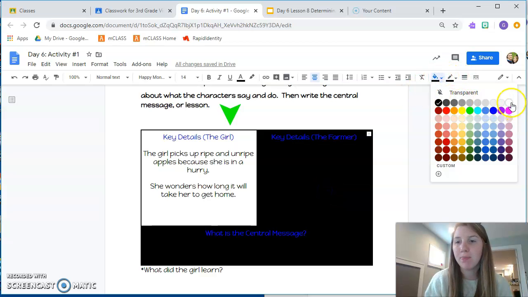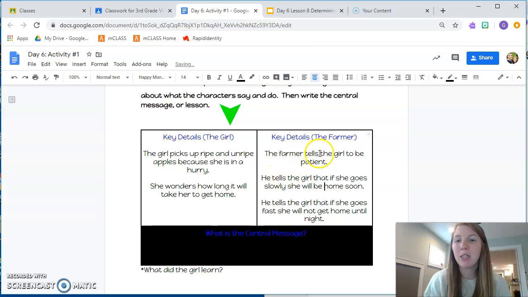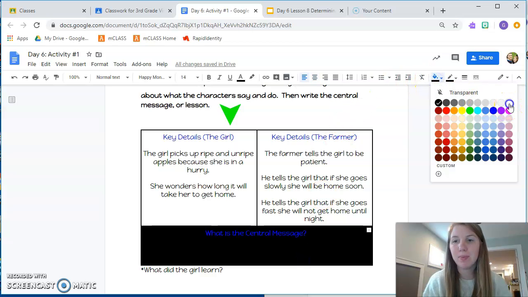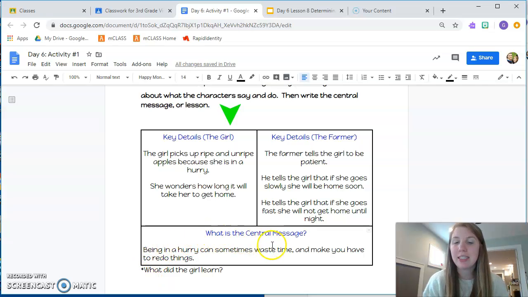For the farmer, I put, the farmer tells the girl to be patient. He tells the girl that if she goes slowly, she will be home soon. He also tells the girl that if she goes fast, she will not get home until night. So now I'm looking at all of these things that happened in the story, and I need to think about what I can learn from this. What did the girl learn that I can apply in my own life? So here I wrote, being in a hurry can sometimes waste time and make you have to redo things.